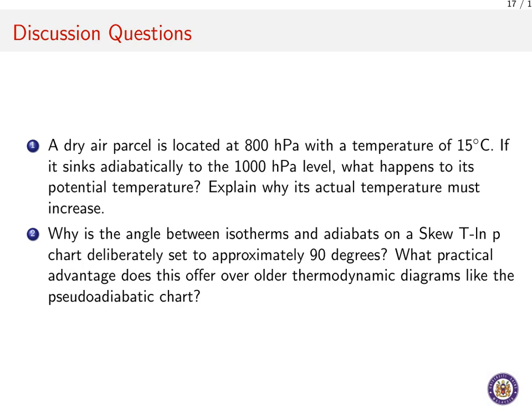Now for the second question, the nearly 90-degree angle between isotherms and adiabats on a Skew T chart is a clever and intentional design choice. This large angle of intersection makes it much easier for us to visually distinguish the slope of an environmental temperature sounding from the slope of the adiabats. This visual clarity is the key practical advantage, as it allows for a much quicker and more accurate assessment of atmospheric stability compared to older charts where the lines were almost parallel.